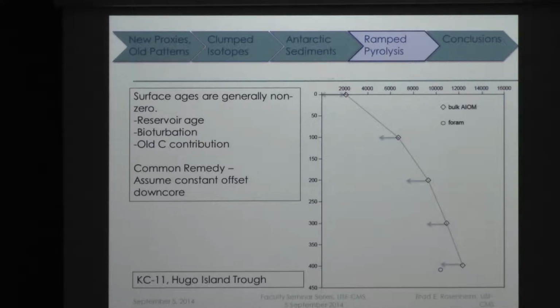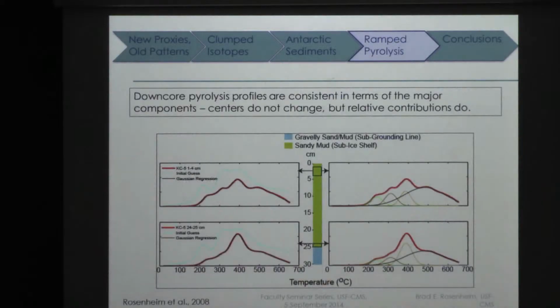The common remedy is to just take that offset at the surface, assume that to be 0, and then subtract the same amount of age from all of your samples in depth. And in this case, this works. It seems to work, and it may be for the wrong reasons, which I'll show you in a second.